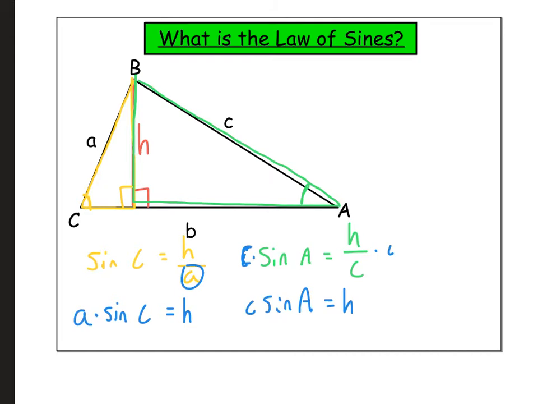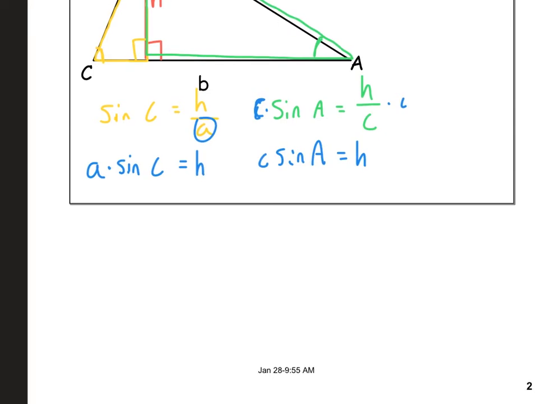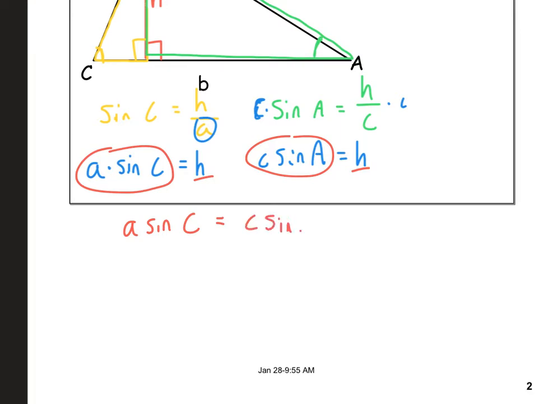But then what I'm going to do algebraically, since we have, take a look at what we have, this and this both equal h, right? So remember the old transitive property, they must equal each other. So a times the sine of C must equal c times the sine of A. And now here's the little kind of trick step that you probably wouldn't think to do, but we can divide both sides of an equation by the same thing, right? So let's just divide both sides of this by a and c.